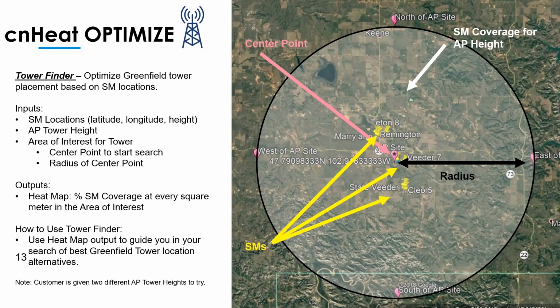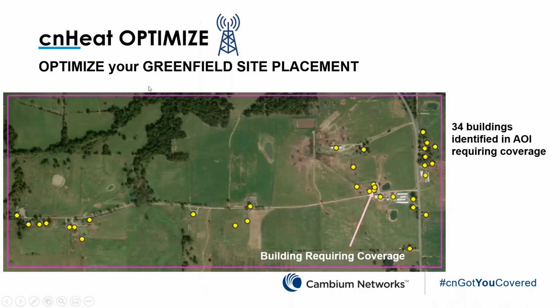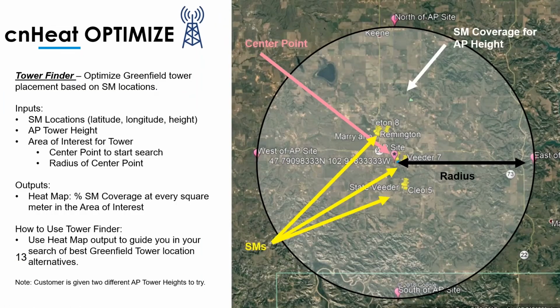Now let's take a look at a new feature that's coming out in a couple of weeks, and you can even order it now if you want. It's orderable, and it's called cnHeat Optimize. And we call it 2 parts. The first part we call Tower Finder, and it allows you to do greenfield tower placement based on your SM locations.